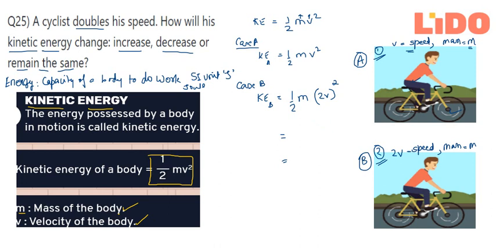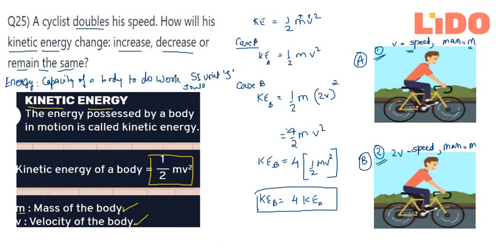So over here this will become half m, and there is a 2 square, so it will become 4. Let's keep it outside. So 4 into half m v square, we will keep the 4 outside, half m v square. This is the kinetic energy of B. Now half mv square was the kinetic energy of A, right? So kinetic energy of B is 4 times kinetic energy of A. So clearly the kinetic energy has increased when the cyclist has doubled his speed, and it has become 4 times the previous kinetic energy. So kinetic energy has increased. This is the answer to this question.